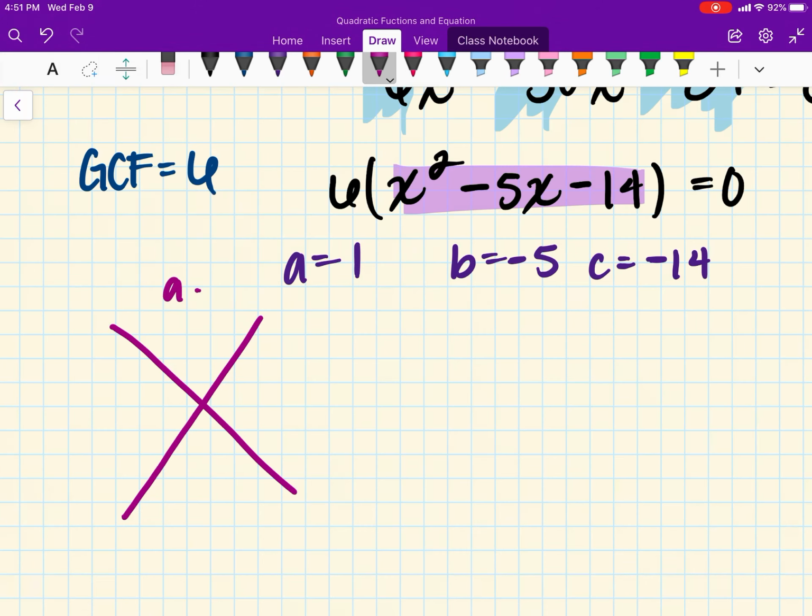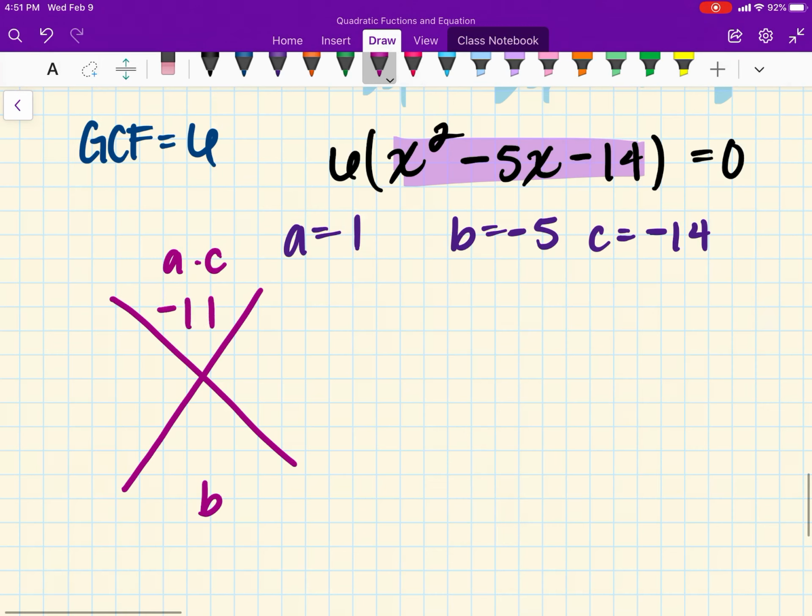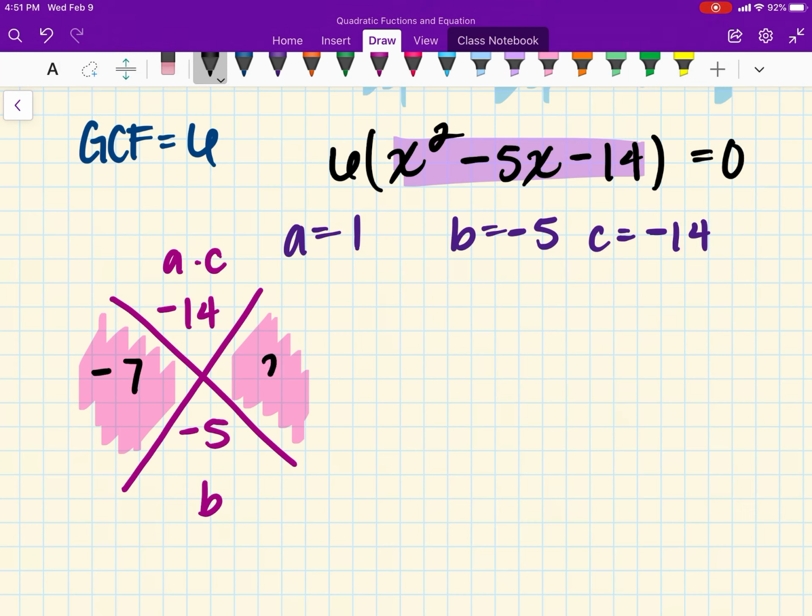So in this case, I have A times C on top, and I have B on the bottom. A times C in this case, guys, is going to be negative 14. B in this case is going to be negative 5. So two numbers that multiply to the top and add to the bottom would be negative 7 and 2. Once again, negative 7 times 2 is negative 14, and negative 7 plus 2 is negative 5.